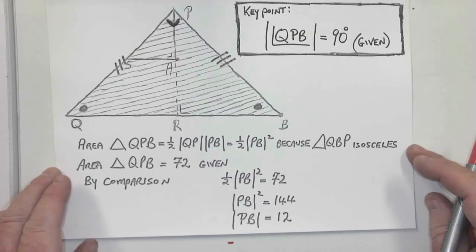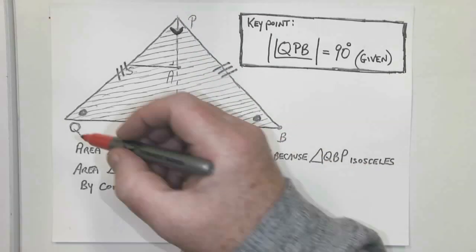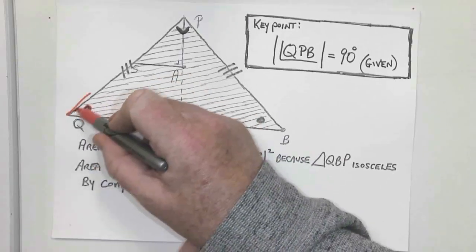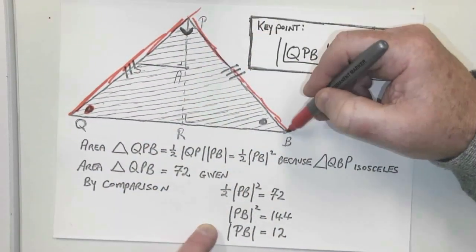Off I go again, and I just have the picture redrawn. And I'm looking at this huge big triangle now, this colossal right-angled triangle. It's isosceles.